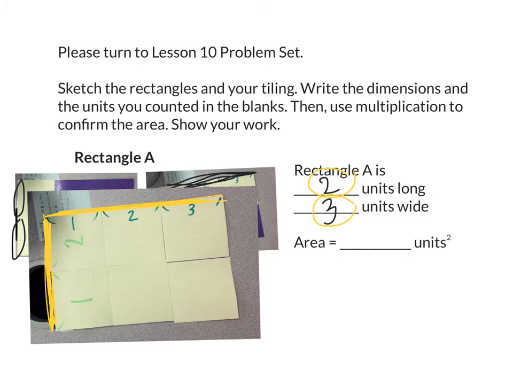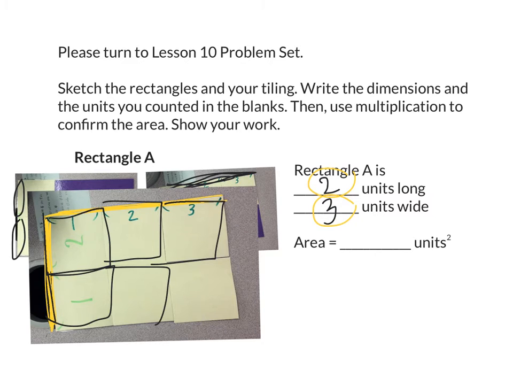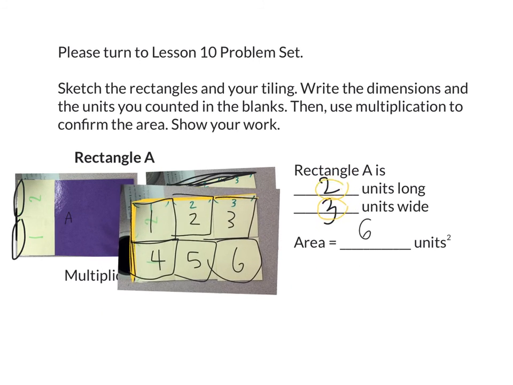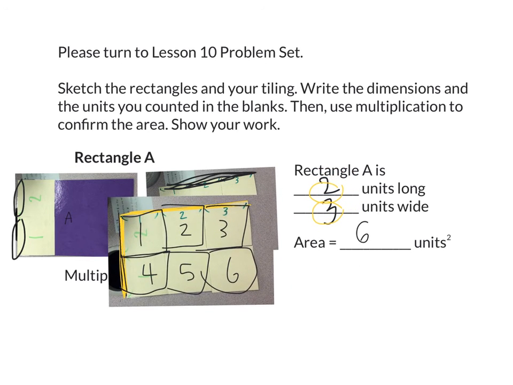Now let's count to see how many square units, remember this one post-it was a square unit, it took to cover the entire rectangle. How many did it take? 6, right? 1, 2, 3, 4, 5, 6. So the area is how many square units? 6 square units. You already knew how to use a multiplication sentence to do this, didn't you? Yeah. Go ahead and write where it's under rectangle A right now.